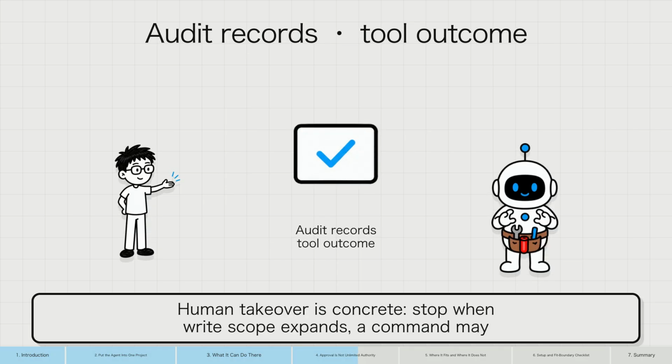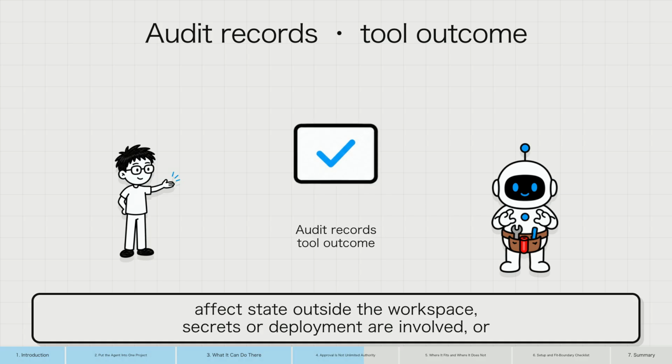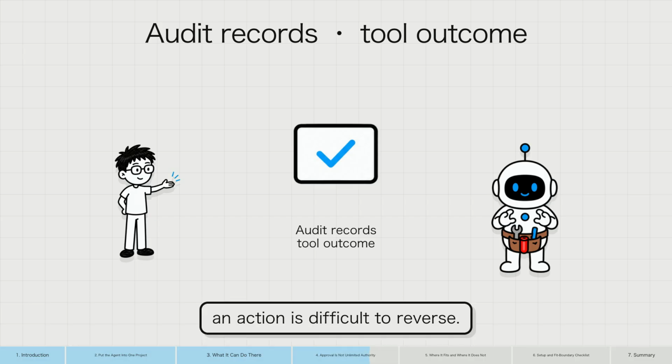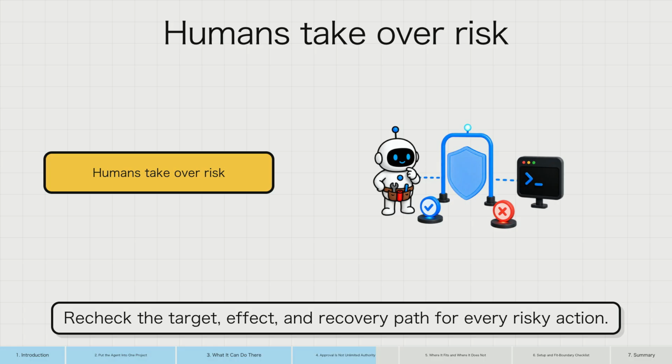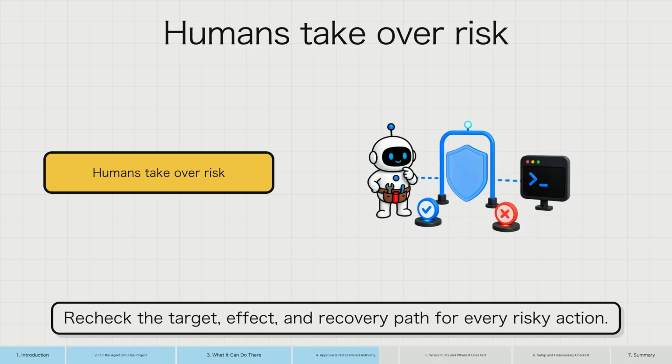Human takeover is concrete. Stop when write scope expands, a command may affect state outside the workspace, secrets or deployment are involved, or an action is difficult to reverse. Do not read one click as future permission. Recheck the target, effect, and recovery path for every risky action.